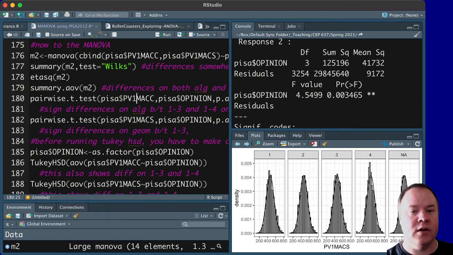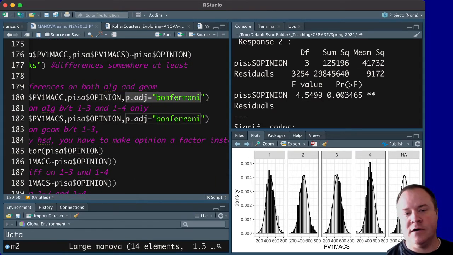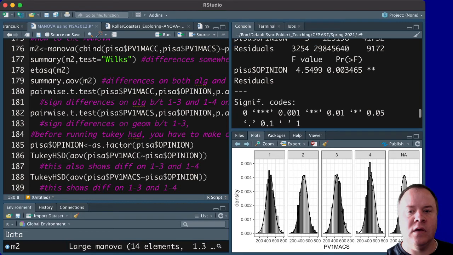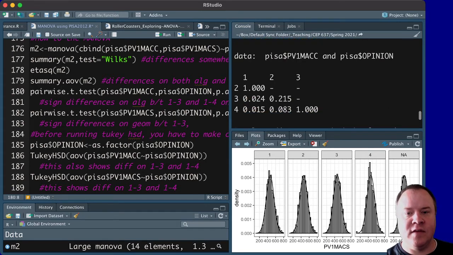So we can put in the algebra score, comma, opinion, and make sure to do an adjustment for Bonferroni. I prefer to use Tukey, but for this function, Tukey is not an option. So use Bonferroni here to look at those. It will make that adjustment. And we see first that it spits out this matrix.